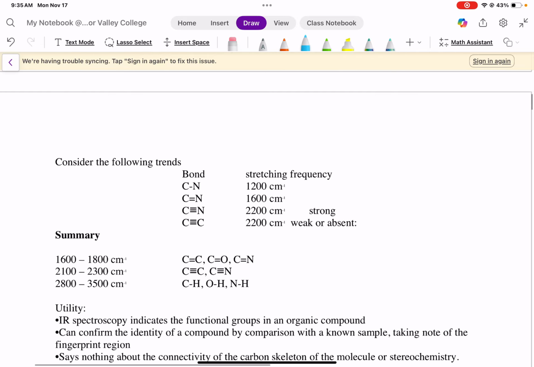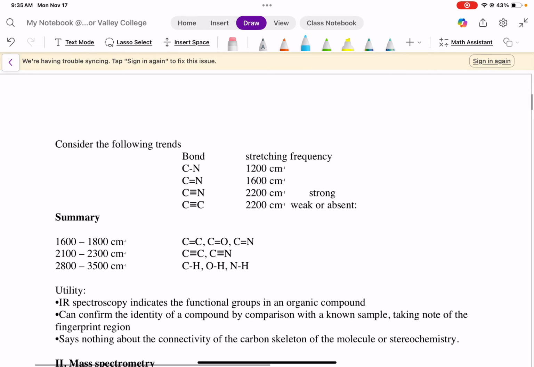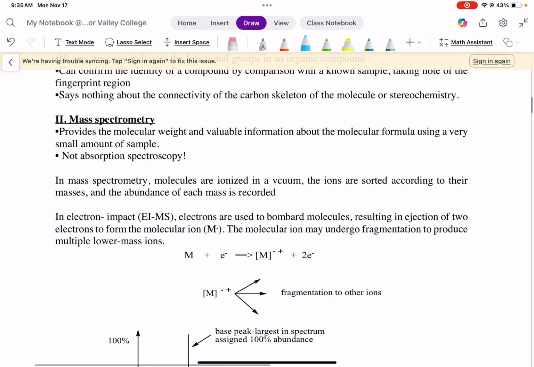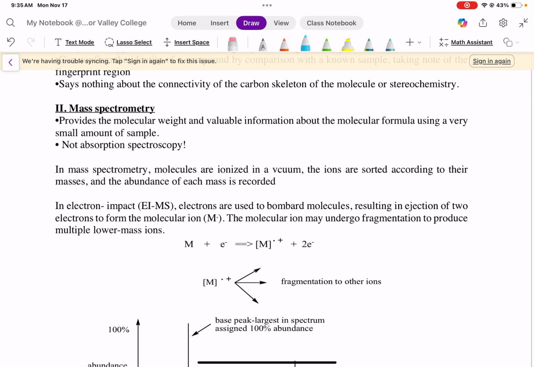Okay, you got more here. All right, so IR is good. Now, real quick on the mass spec. IR is good. It tells us the functional group, but functional group alone is not good enough for us to figure out what the structure is. The mass spec is the next one that's helpful.